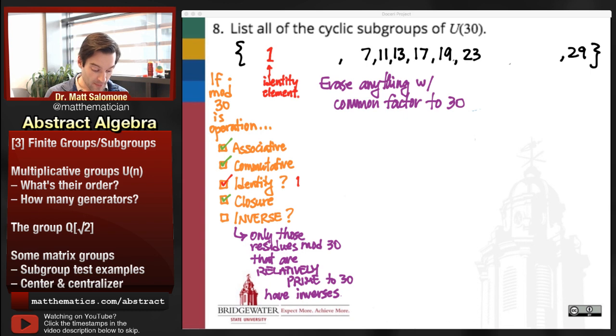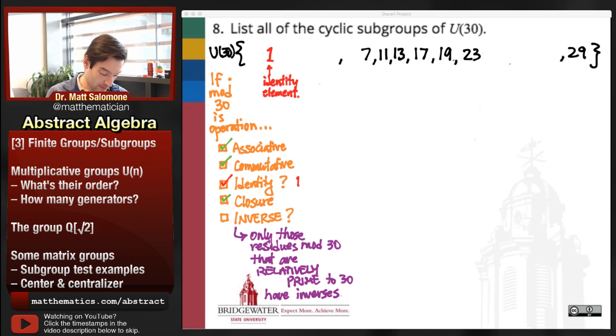But then 24 is out because it's a multiple of 2. 25 is out because it's a multiple of 5. 26 is out because it's a multiple of 2. 27 is out because it's a multiple of 3. 28 is out because it's a multiple of 2. 29 is in because it has no interesting common factor with 30. And then I think we're done. Whew. So what we've arrived at now is a complete list of all of the elements in the group U30. 1, 7, 11, 13, 17, 19, 23, 29. Those are all of the numbers that are less than 30 and that are relatively prime to 30.